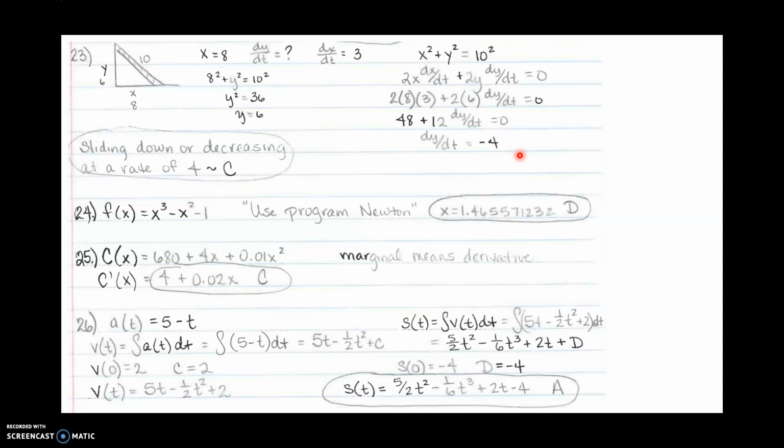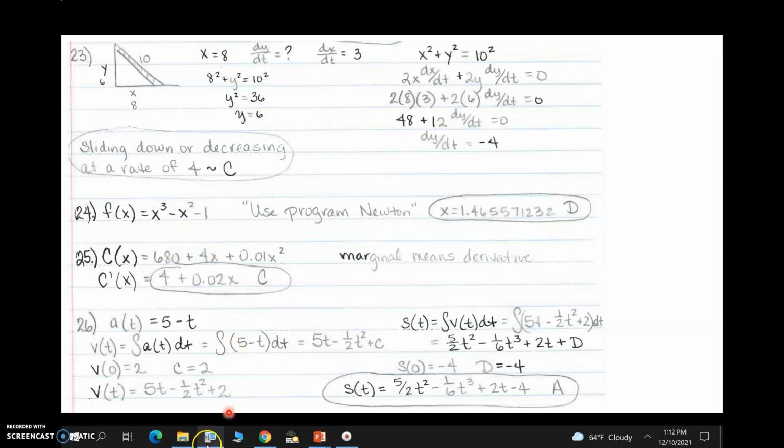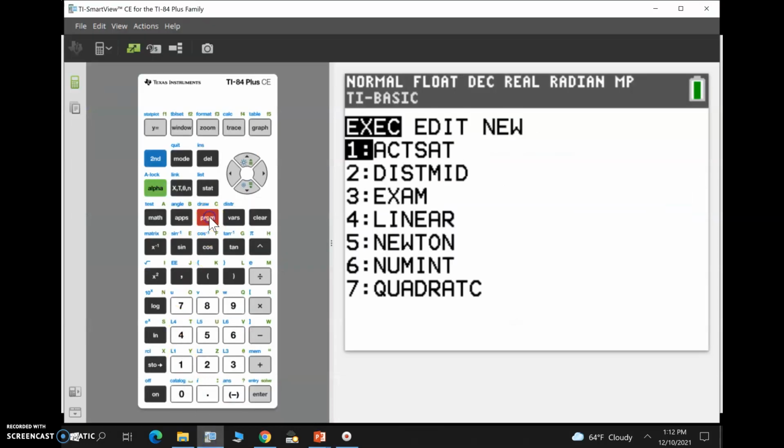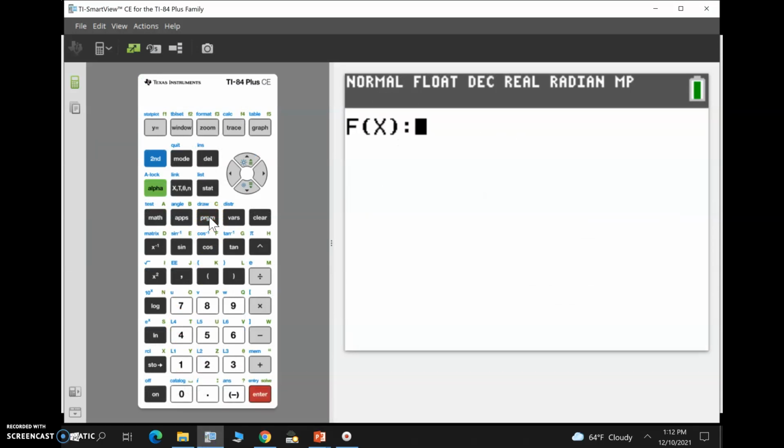All right, for 24, they ask us to use Newton's method, and you can use your calculator for that. So let's switch back over to our calculator if we could, please. And you are just going to run the program called Newton. So go to Program and choose Newton wherever that is on your calculator. You're going to give it your equation. And so our equation was x cubed minus x squared minus 1. And then it's going to ask you for your starting value, your guess, and they told us to start with 1.